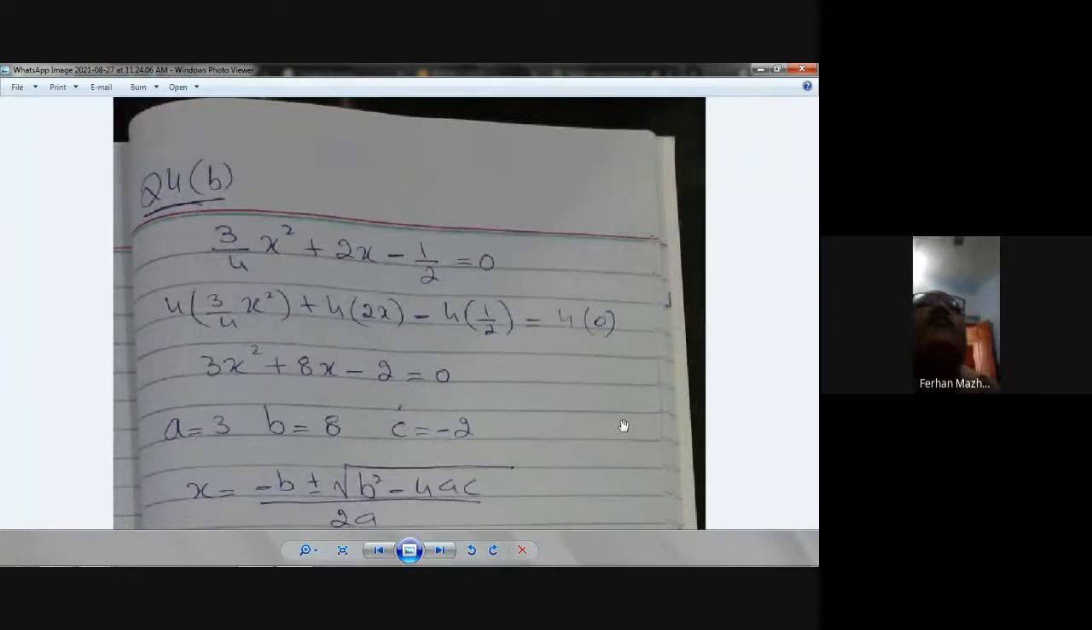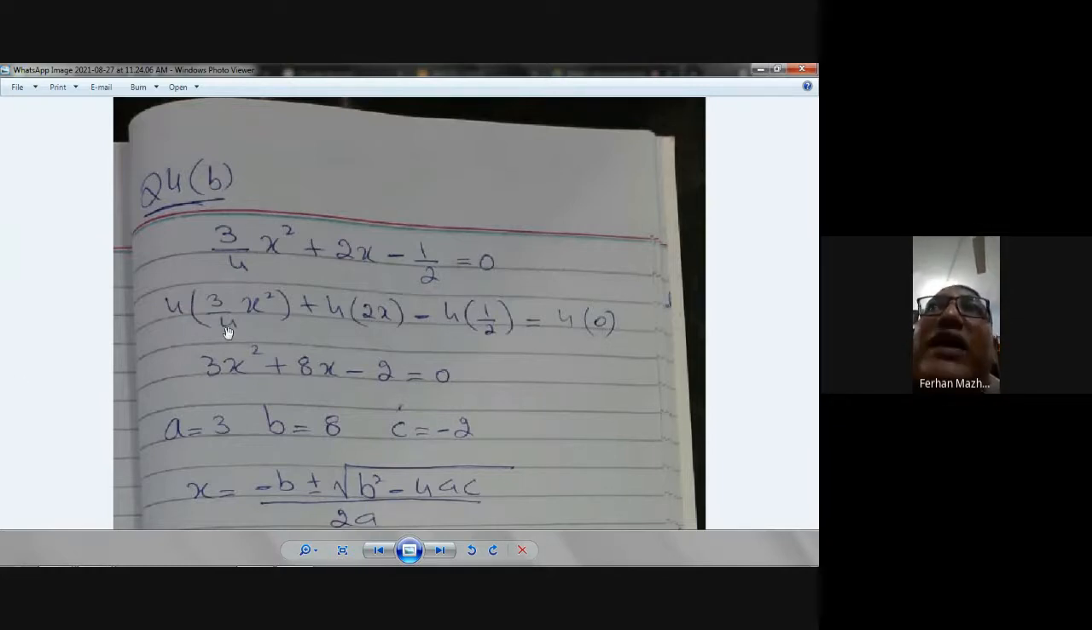You can see I have 3 by 4 x squared plus 2x minus 1 by 2 equals to 0. The problem with this is that it has denominators. There are two denominators, 4 and 2. Their LCM is 4. So my technique of getting rid of them is I will multiply that LCM with each term in that equation. So you can see that I have multiplied 4 here, and 4 with the 2x, and 4 with the 1 by 2 equals to 4 with the 0.